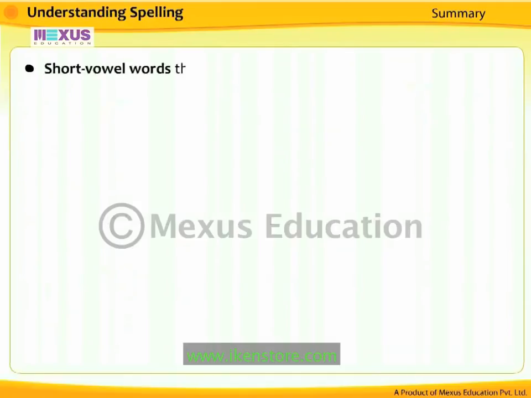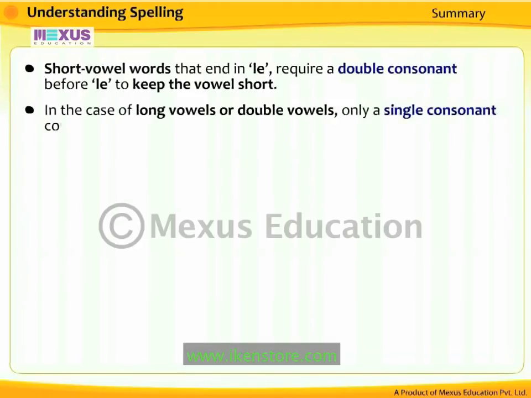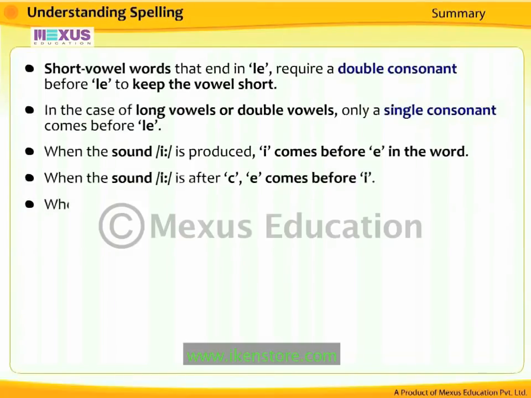Short vowel words that end in LE require a double consonant before LE to keep the vowel short. In the case of long vowels or double vowels, only a single consonant comes before LE. When the sound E is produced, I comes before E in the word. When the sound E is after C, E comes before I. When the sound is not E, E always comes before I.